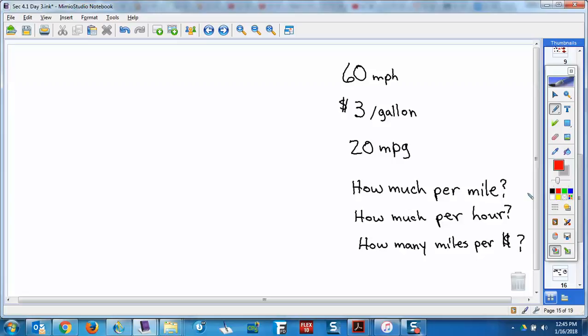Okay, so let's say you've got a car, you're going to drive 60 miles an hour, gas is $3 a gallon, and your car gets 20 miles per gallon. How much is that costing you per mile? So you sat there and go, geez, okay, would I divide? Am I going to do 3 divided by 60? Am I going to do 20? What am I going to do, right? It's not that hard. How much per mile? What do I want my final answer to be? Dollars over miles. That's what I want.